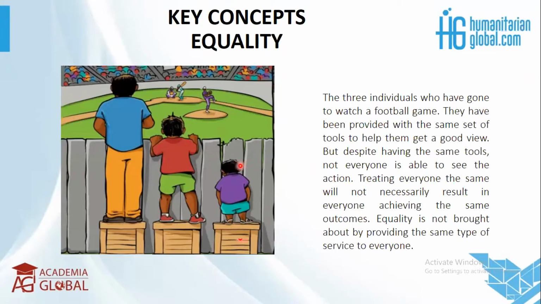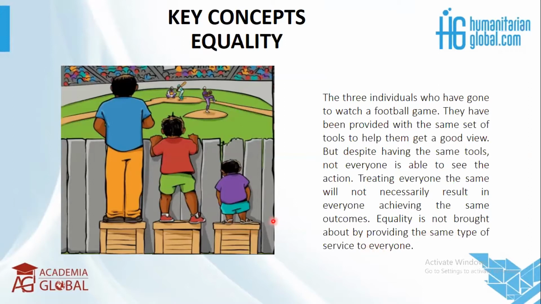Because here we are saying that we have treated everyone equally. Everyone has been given a tool to step on to be able to see the football match. But actually, treating everyone with the same tools is not really solving the issue here. So we are not achieving an outcome. Not everyone is able to see the football match. So it's not about giving people the same tools. Equality is not about providing the same type of service to everyone.